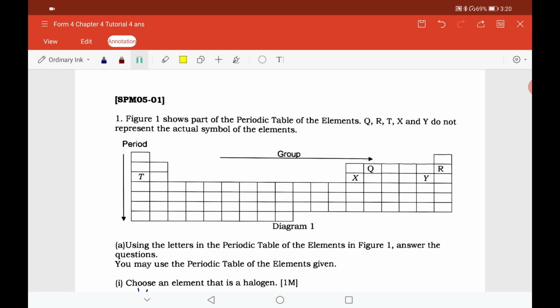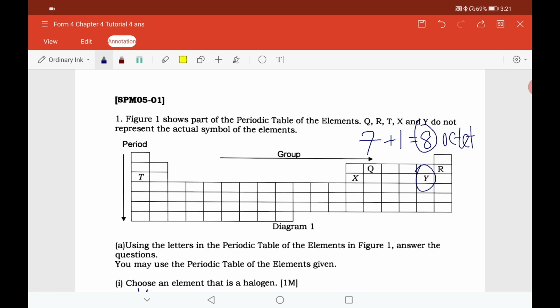Okay, always remember, group 17 have 7 valence electrons, so they are not stable yet. In order to be stable, group 17 will receive 1 valence electron. Group 17 always receive 1 valence electron to be stable. So they get 8 valence electrons. When they get 8 valence electrons, it is an octet. So they are stable.